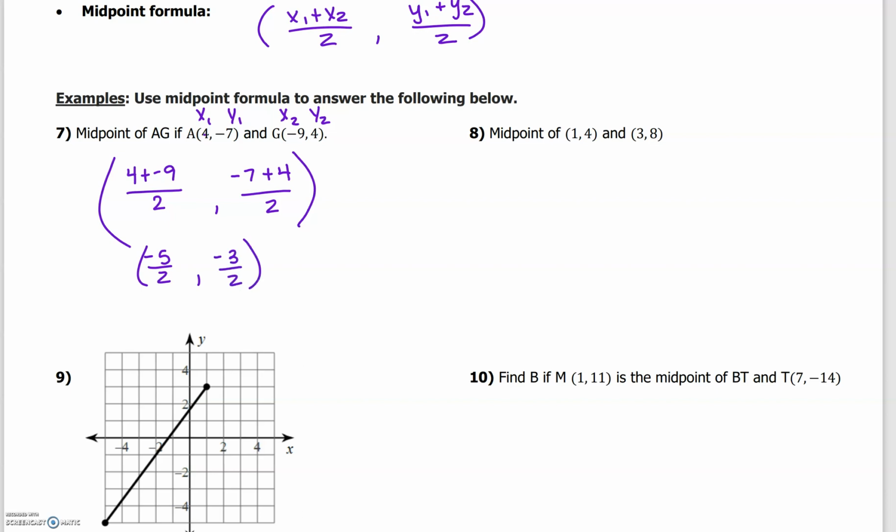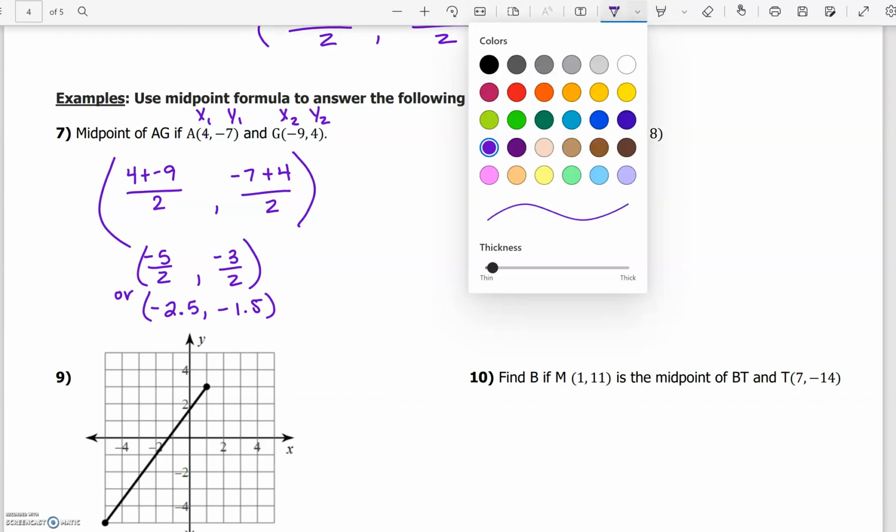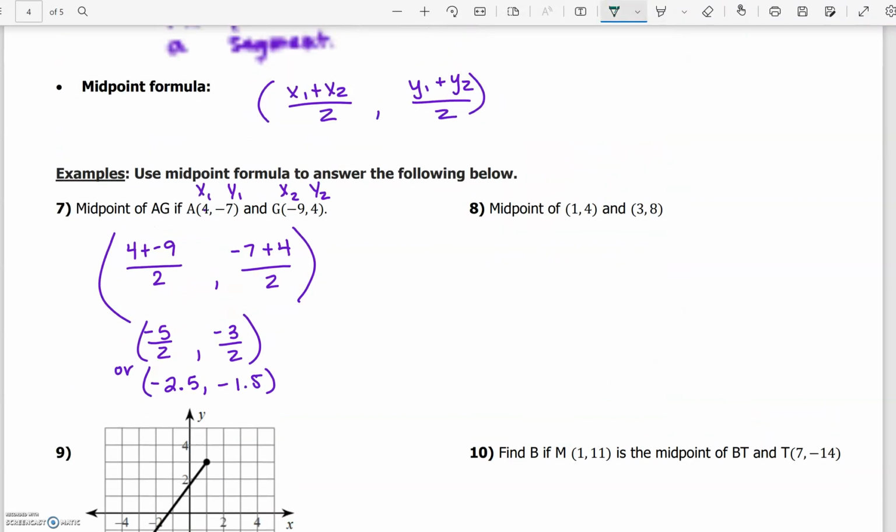So you can leave it like that, or you can write it as -2.5 if you wanted to use your calculator, -1.5. So go ahead and try that next one on your own using our formula up above. Go ahead and find the midpoint.